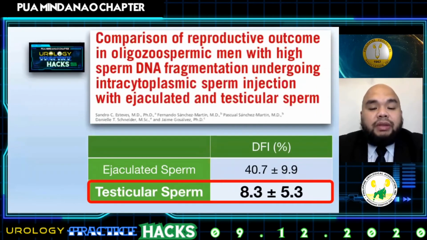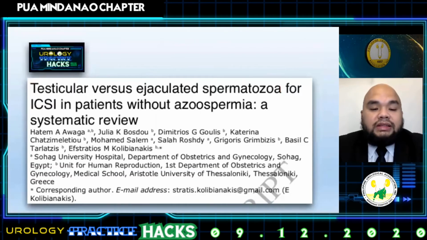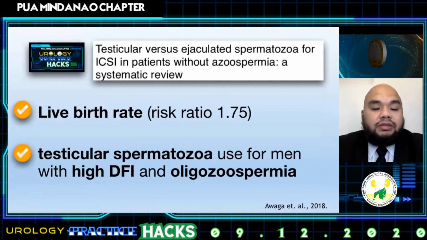In addition, sperm DNA fragmentation is 5-fold lower in testicular sperm than ejaculated sperm. So with that finding, use of testicular sperm for IVF is significantly associated with higher live birth rate and significantly lower miscarriage rate. In this systematic review, testicular sperm is preferred for IVF in men with high sperm DNA fragmentation and severe oligozoospermia. So use of testicular sperm instead of ejaculated sperm in recurrent IVF failure might be an option. Despite these findings, this is still controversial due to lack of high quality evidence available.